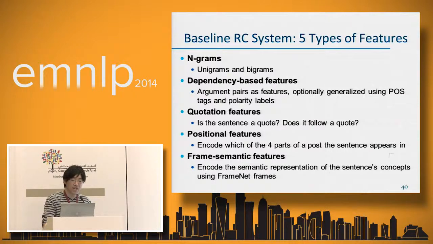Our baseline system uses 5 types of features, including unigrams and bigrams, and dependency-based features that use the 2 arguments involved in a dependency relation. We optionally generalize one or both of these arguments with their part-of-speech tags and polarity labels. We have 2 quotation features. The first encodes whether the sentence is a quote, because a quoted sentence typically does not represent the author's opinion. Another encodes whether the sentence follows a quote, because typically such a sentence would express a counter-argument. We also have some positional features that encode where a sentence appears in the post. Finally, we have some frame semantic features that encode the semantic representation of the sentence concepts using FrameNet features, but we are not going to go into the details here.